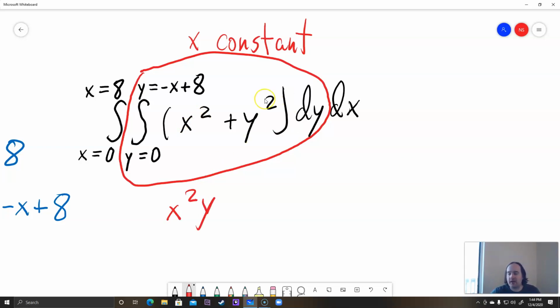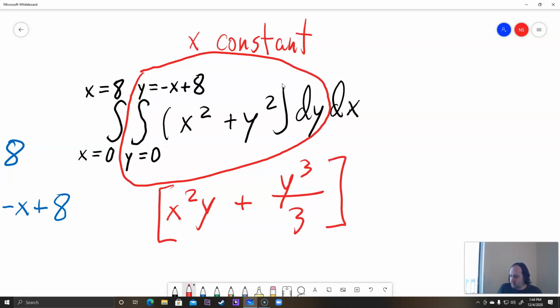And then the integral of y squared, using the power rule, we add 1 to the exponent and we divide by the new exponent. So we're going to get y cubed divided by 3. Okay? And then this inside integral is going to be evaluated from y equals 0 to y equals negative x plus 8. And we still have the outside integral, but I'm not writing it because we're still simplifying this.